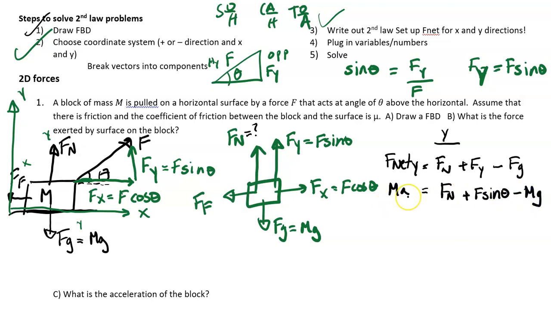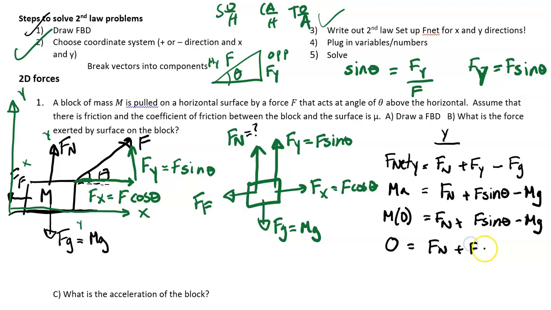Okay, mass times acceleration. I want you to think about what is the acceleration in the y direction. Okay, it is not moving in the y direction, so that acceleration is going to be 0. So it's m times 0 equals Fn plus F sine theta minus mg. So this is going to be 0 equals Fn plus F sine theta minus mg. So now we can just go ahead and solve this for Fn. So let's see, Fn is going to be mg minus F sine theta.